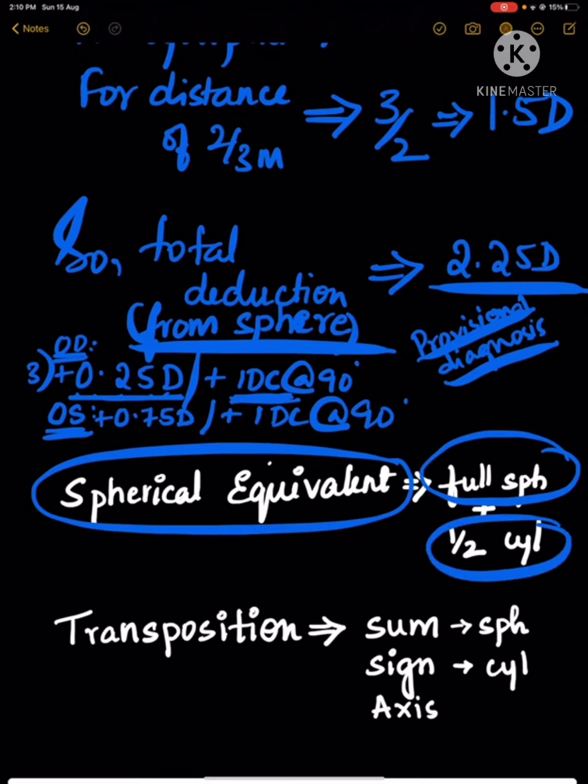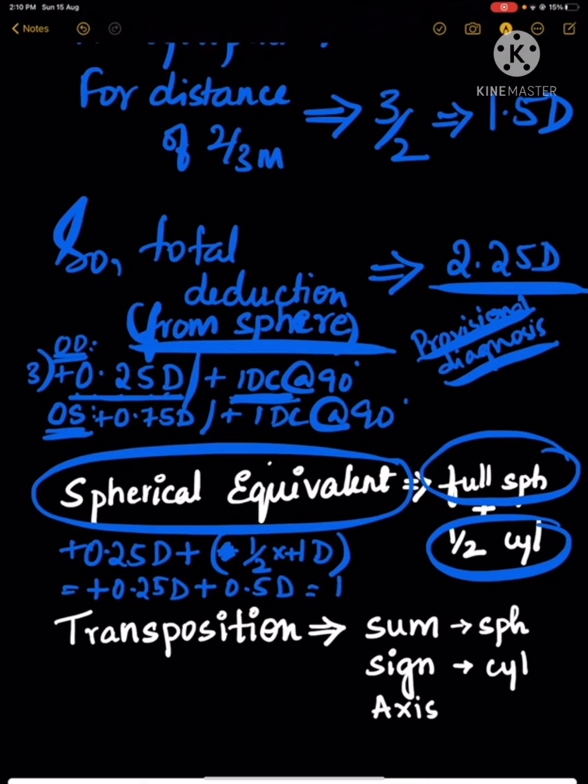So in this case, the spherical equivalent for the right eye will be 0.25 D plus half of 1 diopter of the cylinder. Actually the plus is here. Now it's right. So that is going to give you a plus 0.25 D plus 0.5 D. The spherical equivalent of this prescription is 0.75 D. That's it. Full sphere, half cylinder.